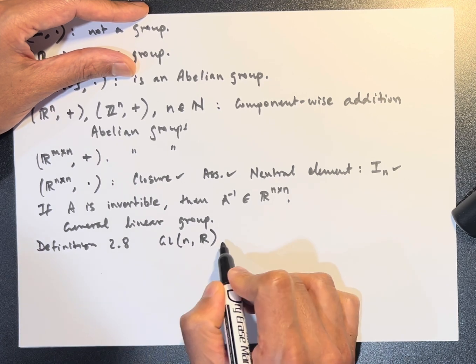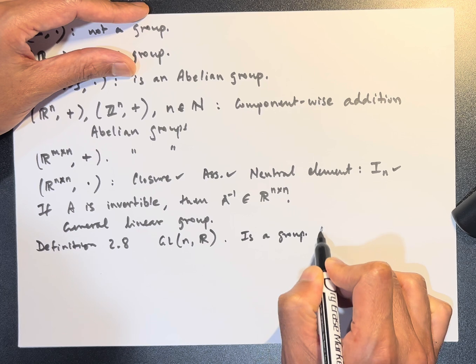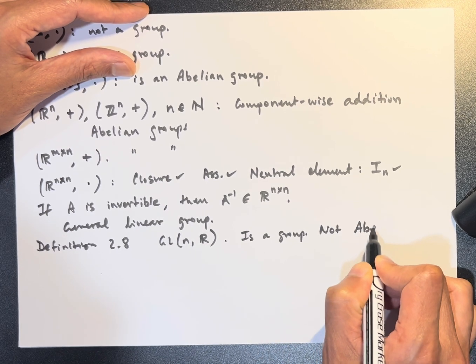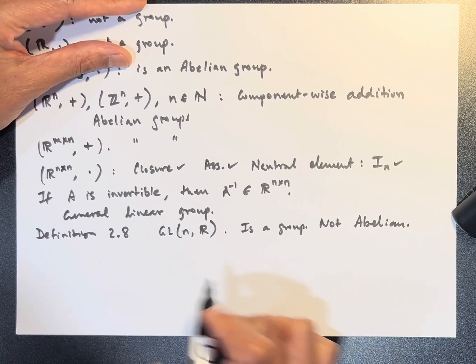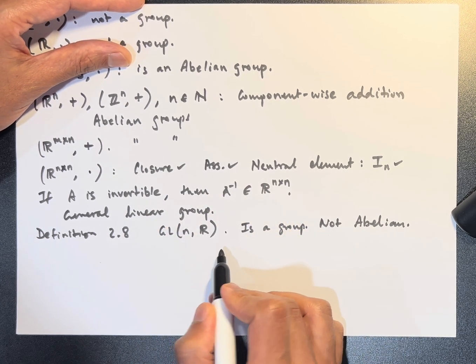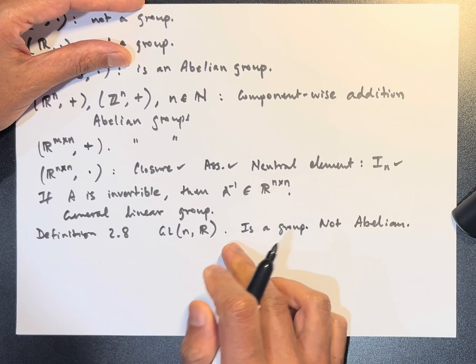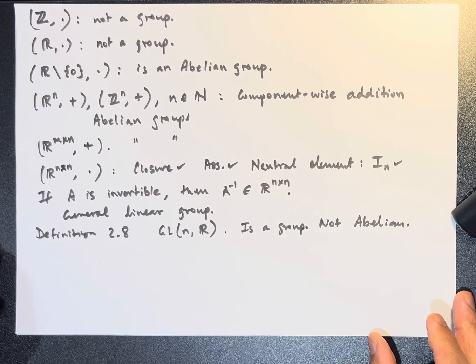This means n by n matrices in the general linear group. And this is not abelian, though. It is a group, but not abelian, because matrix multiplication is not commutative. So the general linear group is the set of all invertible n by n matrices with respect to matrix multiplication. So those are some examples.